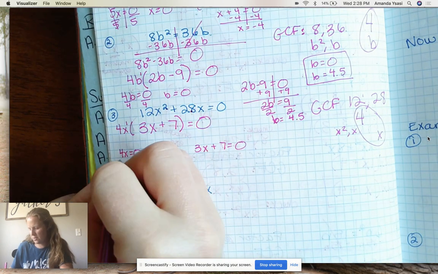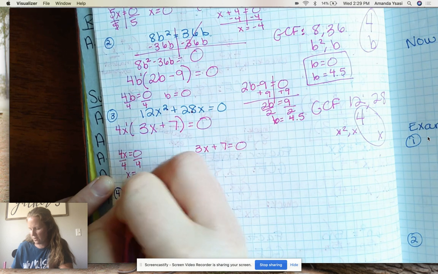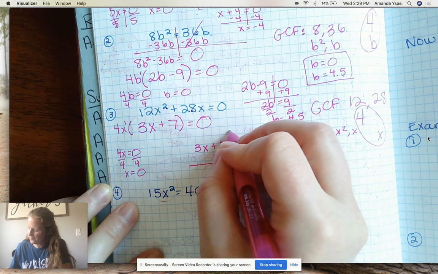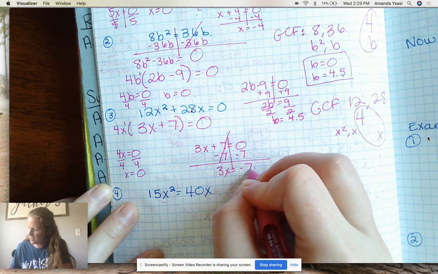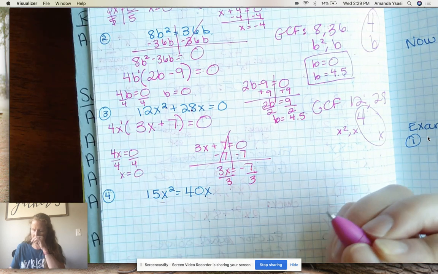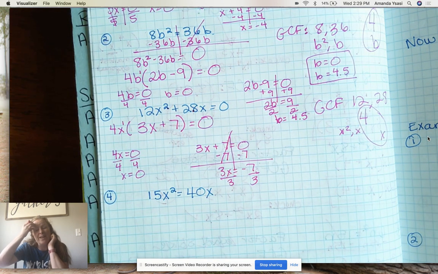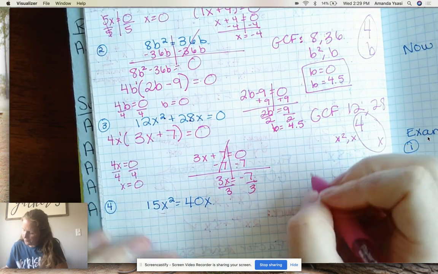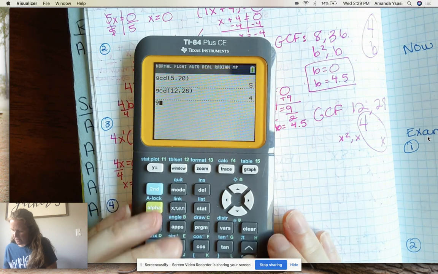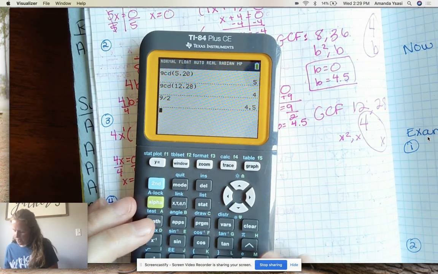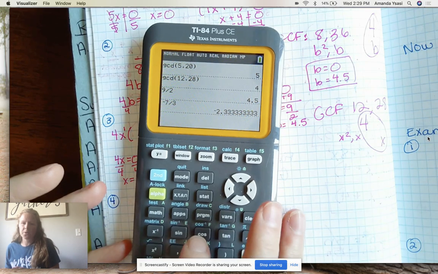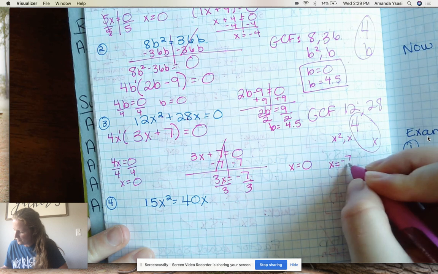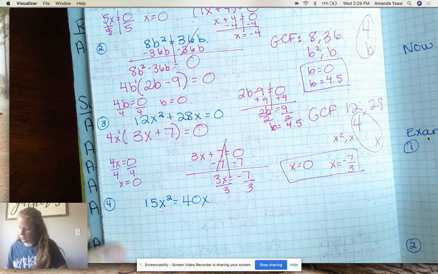And we solve each one, so divide by 4, x equals 0. And then this one, we're going to subtract 7 on both sides. 3x equals negative 7, divide by 3, divide by 3. Negative 7 divided by 3 is repeating, so I'm going to leave it as a fraction. Because like the last one was 9 divided by 2, that's 4.5. But negative 7 divided by 3 is repeating, so we're not going to put that one as a decimal. Instead, we're just going to write it in its fraction form. There are the two solutions.